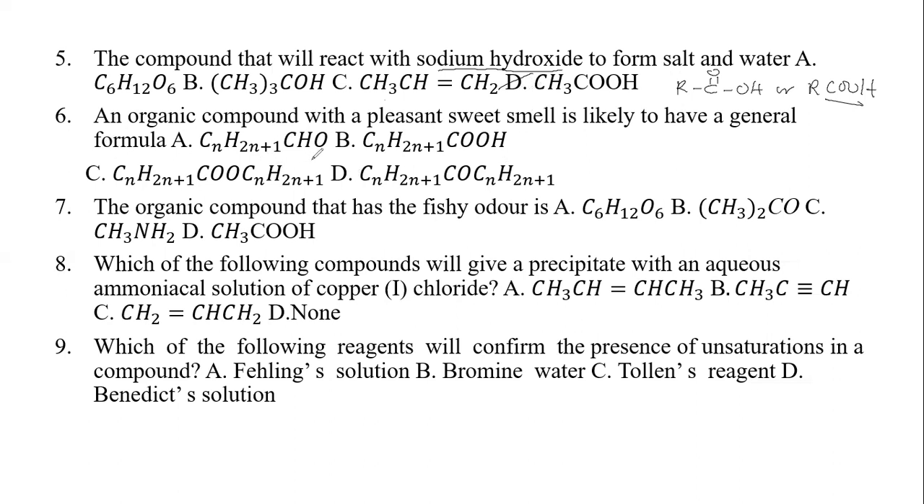Now, question number 6 says that an organic compound with a pleasant sweet smell is likely to have a general formula of what? Now, which organic compound has a sweet smell? Okay, that is ester, or alkanoates. Alkanoates are compounds that have the pleasant sweet smell. They smell like fruits, and that's why they are used in making perfumes. Esters are used in making perfumes, and they have the general formula RCOR prime. Okay, so that is that.